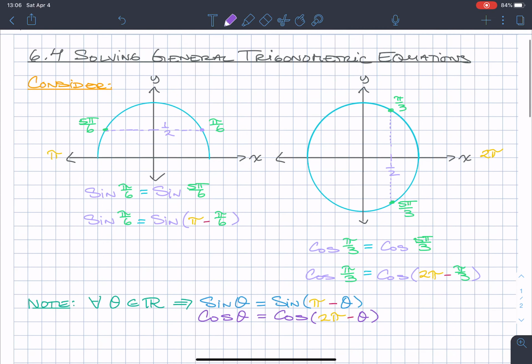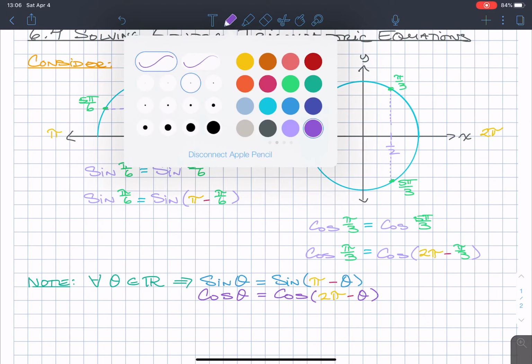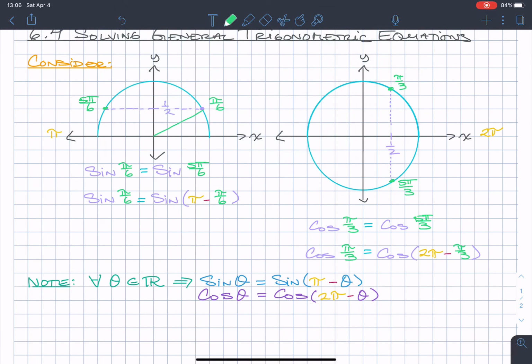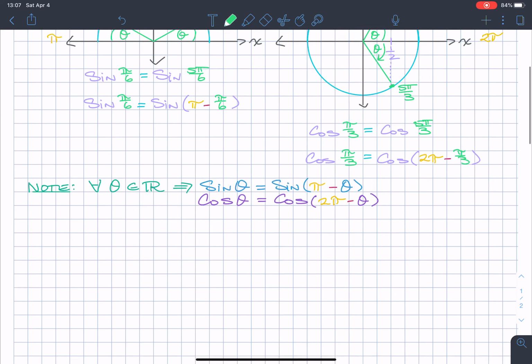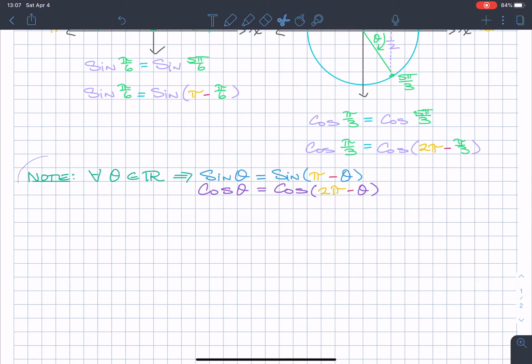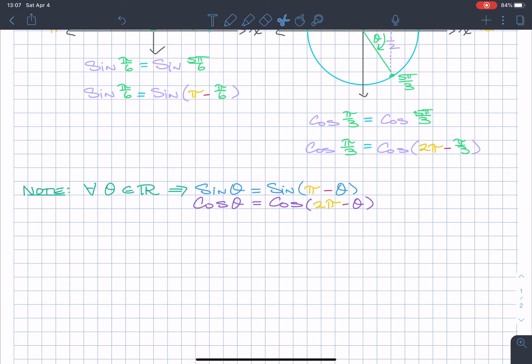Okay, do you agree that that's true? Because we have our theta here and the reference angle theta here, which is as measured from pi for sine. And then we have theta here and the reference angle theta here, which is with respect to 2 pi for cosine. Okay, so hopefully that makes sense. Go ahead and move this down 1 line.